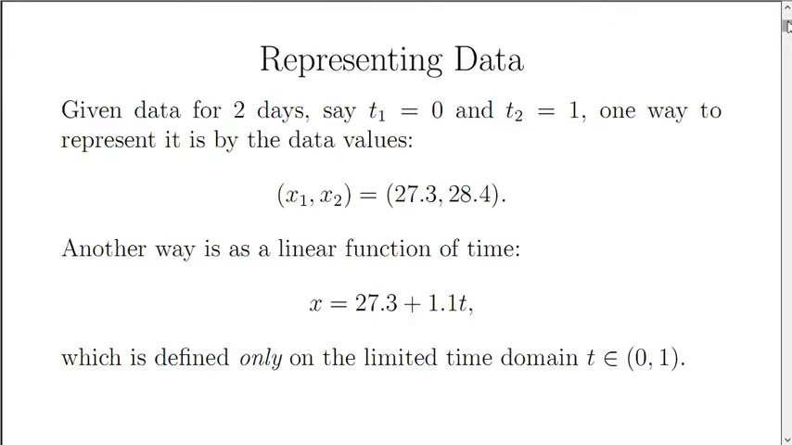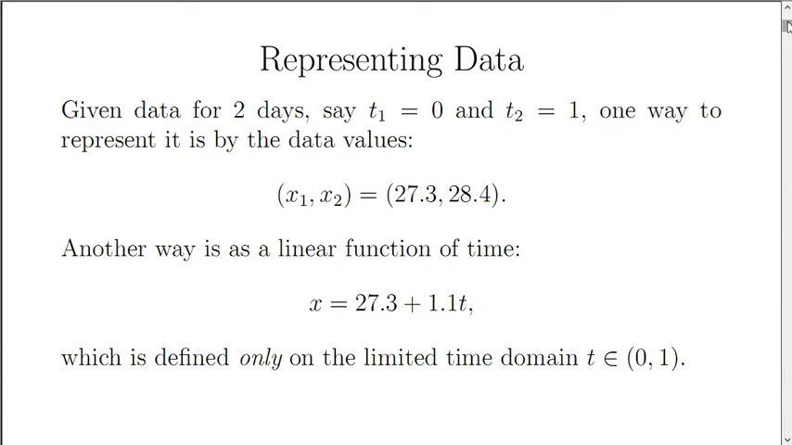Suppose you had some data. Maybe you had data for 2 different days, so that the first time was time 0, we'll call it. The second time was time 1, and the data values are 27.3 and 28.4. Well, one way to represent the data is just give the data values. But there's another way. We could represent it as a linear function of time. We could say that x equals 27.3 plus 1.1 times time.